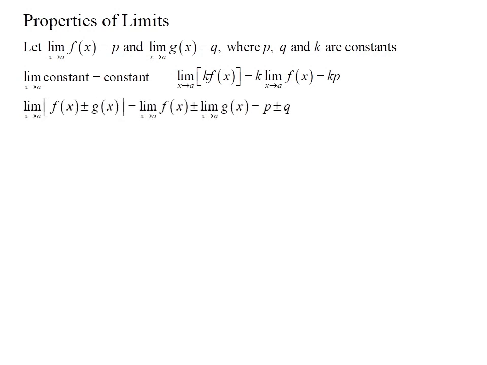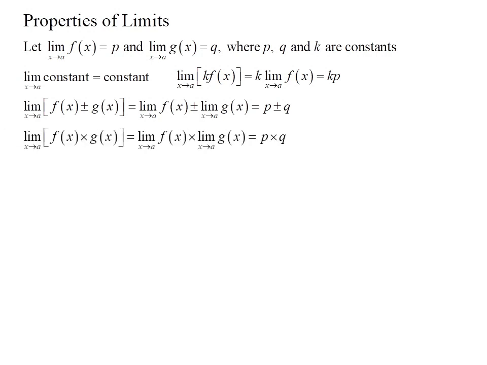The next property is the sum or difference property. It states that the limit of f of x plus or minus g of x, in parentheses, as x approaches a, equals the limit of f of x as x approaches a plus or minus the limit of g of x as x approaches a, which equals p plus or minus q.